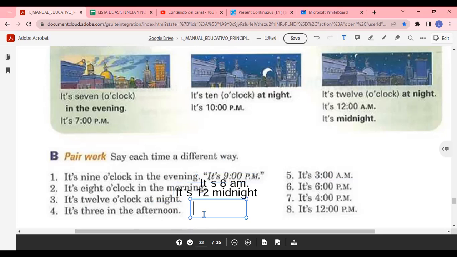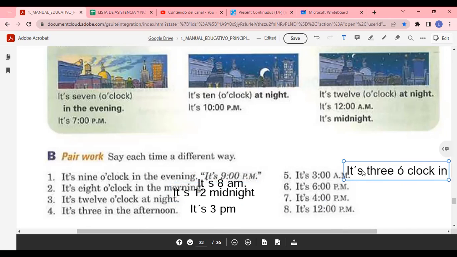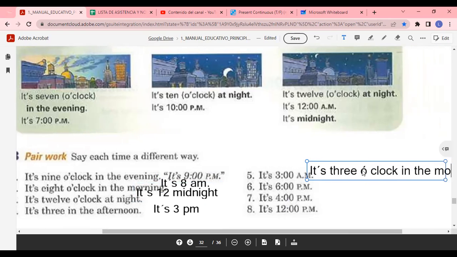Number 4, it's 3 in the afternoon. It would be? It's 3 p.m. Okay, and now what about this one? It's 3 a.m. and the other way would be? O la forma más larga, like with letters, it would be? It's 3 o'clock in the morning. Exactly, it's 3 o'clock in the morning.